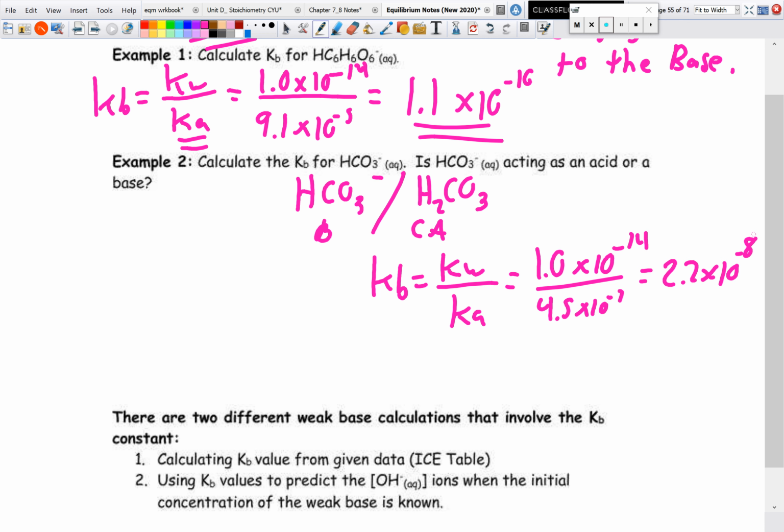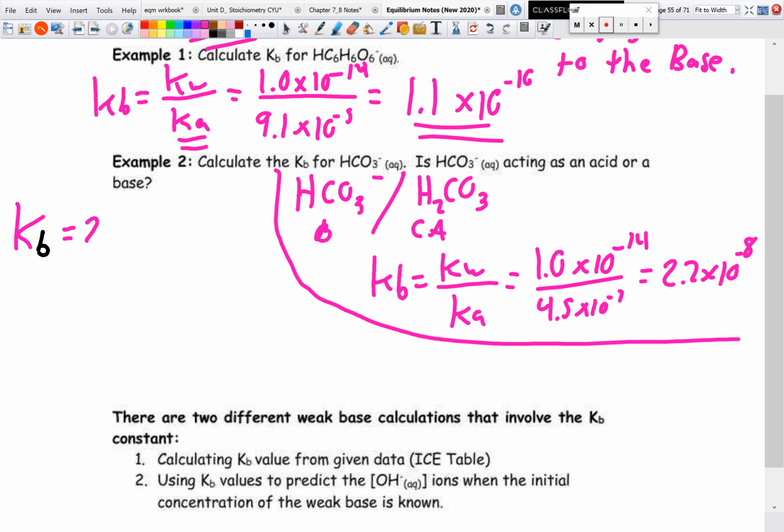Now, when we're asking this question here, is HCO3 minus acting as an acid or a base? So we got Kb, well, I almost wrote down Kd. We do not have Kd here. Kb is equal to 2.2 times 10 to the negative 8. Now Ka. Remember, what we used right here for H2CO3 was this 4.5 times 10 to the power negative 7. If we're comparing if the hydrogen carbonate ion is going to act as an acid or base, well, we just figured out what the Kb was.